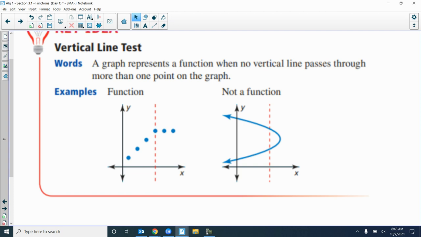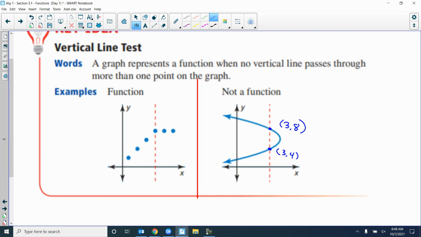If you draw a vertical line and it hits every part of the graph only one time, then it's a function. It passes the vertical line. So that hits it once here, once here. This is a function. Once it hits it twice, it's not a function, because, and I'm just making numbers up, this could be, say, the ordered pair 3, 4. This ordered pair would have to have an X value of 3, but a different Y value. So the X value appears twice.